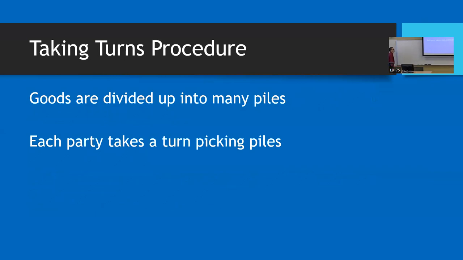Now, let's talk about a common procedure that people utilize when they divide things up. One common procedure that people utilize is what's called the taking turns procedure. They divide up into a lot of different smaller piles, they divide up all the goods, and you just take turns picking pieces that you like.